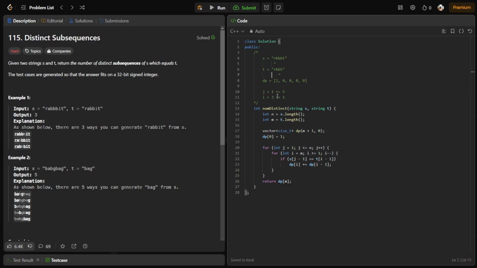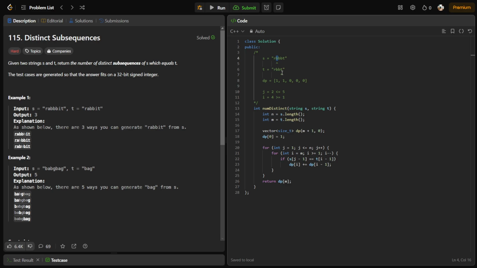So when i decrements, we're looking at b now. Still not the same, decrement. Still not the same, decrement. Now when both i and j are 1, the characters match, right? R and R. So what happens here is dp[i], which is over here, right? 0, 1, will plus equals to dp[i minus 1], which is the previous result, which is 1. Then j will increment, i will reset back to 4, and we repeat the same thing again.